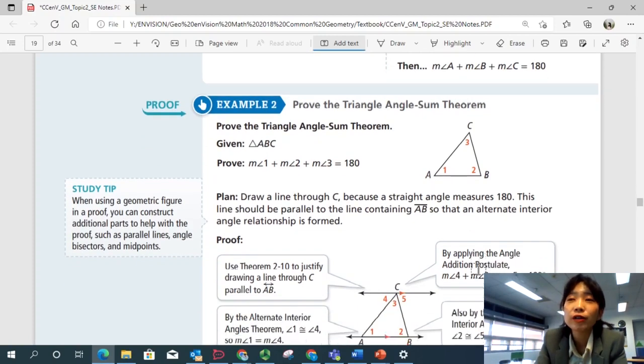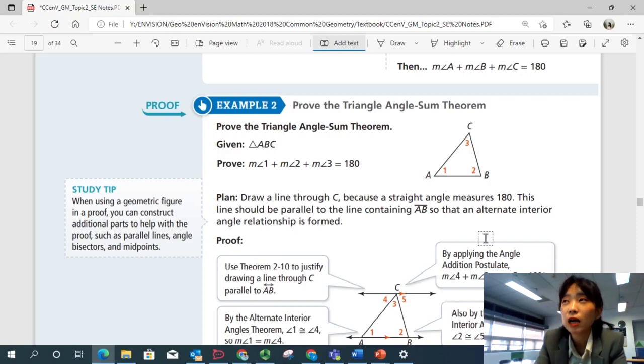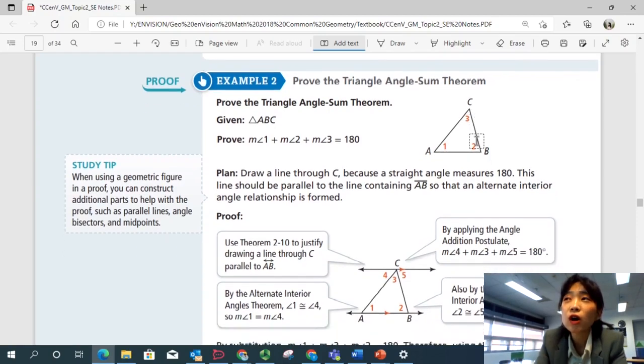Okay? Other than just cutting out the triangles, we want to prove it by logic. How do we prove it? Given that triangle ABC is given, we're going to prove that angles 1, 2, and 3 add up to 180 degrees. So what is our plan? We're going to draw a line through C because a straight angle measures 180 degrees. Okay? We're going to draw a line like that. And this line should be parallel to the line containing AB.